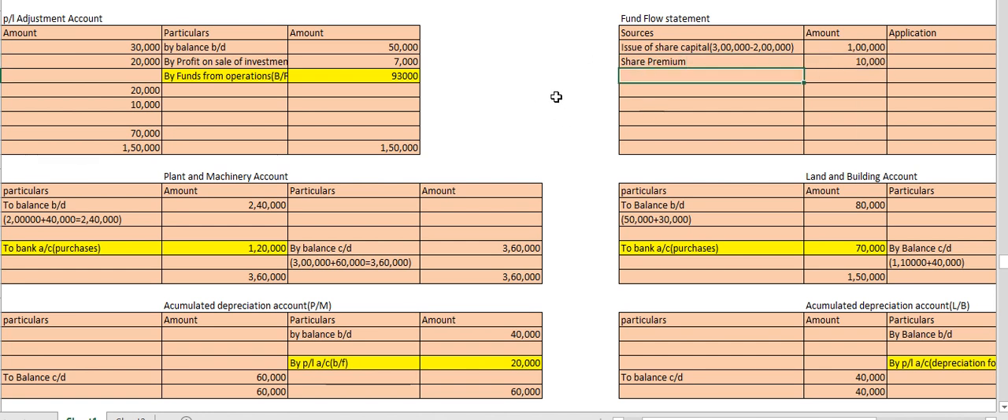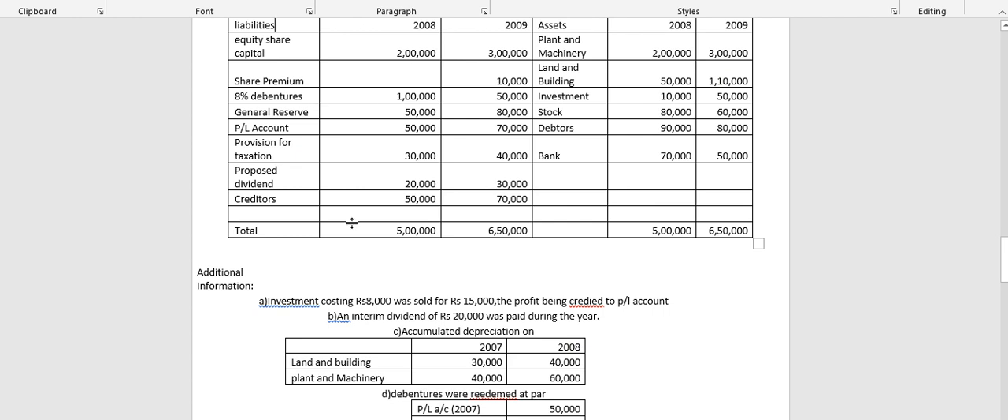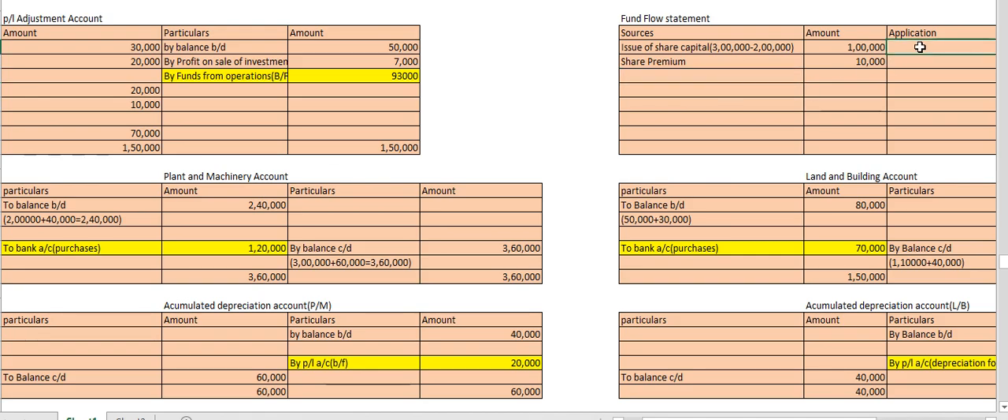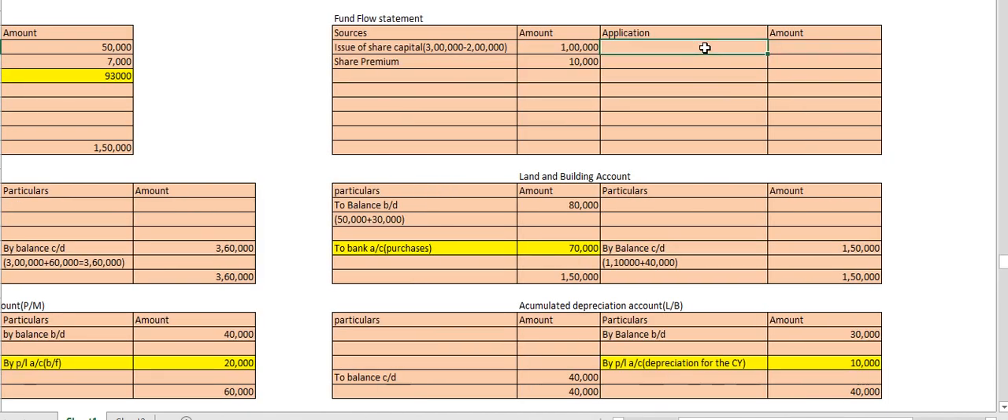Everything is being considered. Moving on to the debentures, which were redeemed at par. So how much do we have in debentures? Debentures is 1 lakh last year, and the current year is 50,000, so it has been redeemed at par. So redemption of debentures, 50,000.